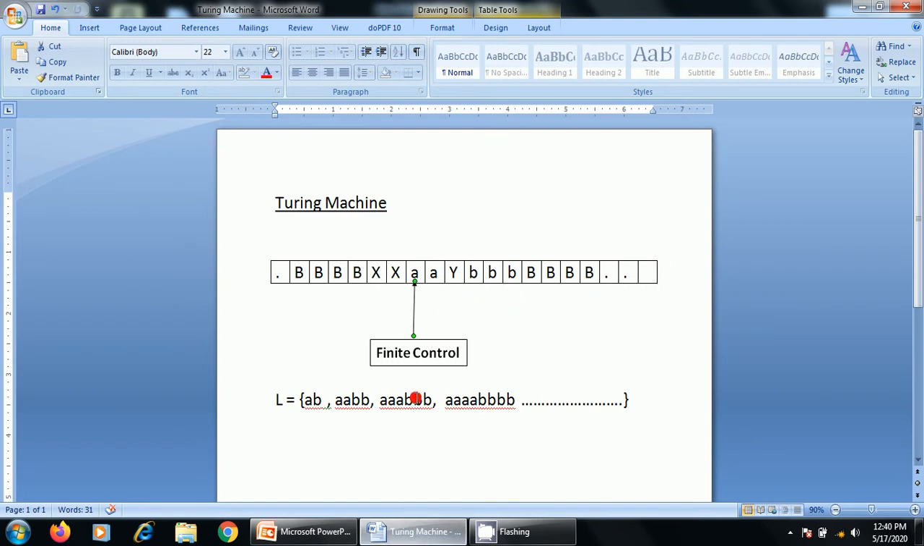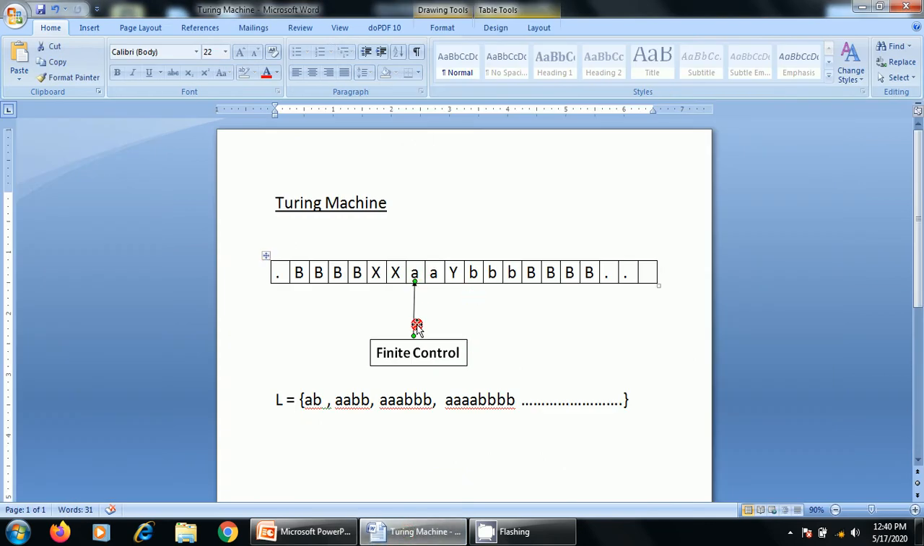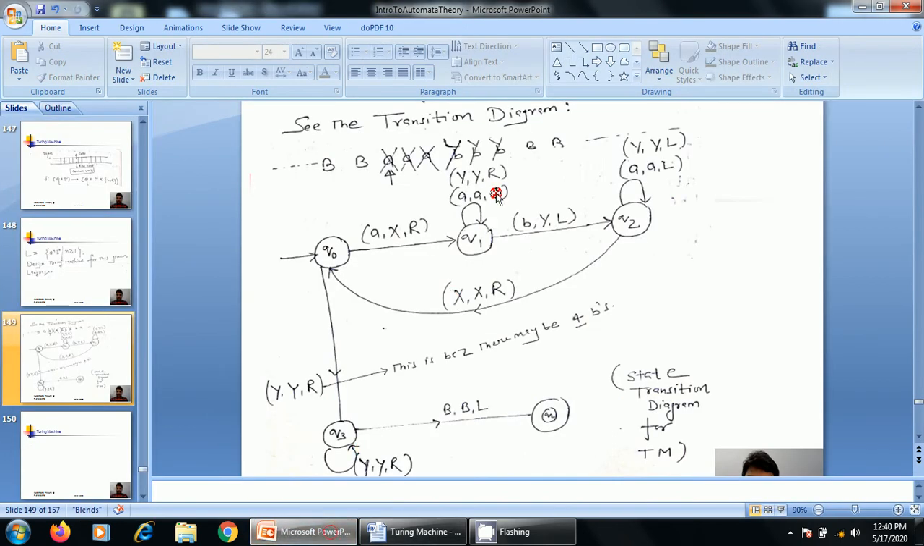That is why I am writing here, if there is a, do not change it, keep it a and move right. There may be a number of a, that is why there is a loop.